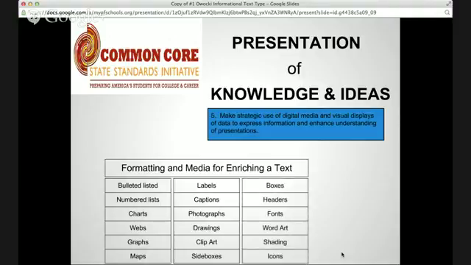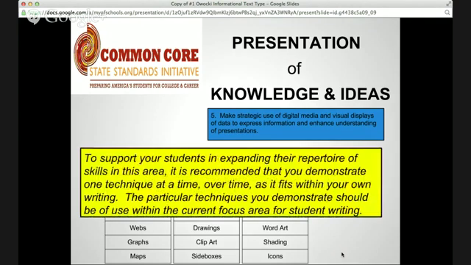You can look at this and say, whoa, this is pretty overwhelming that they've got to know this for standard number 5. And especially like grade 4 and 5, you're heavily into the use of this. You'll notice this as we look at grade level criteria. But Owaki warns us that to support your students in expanding their repertoire skills in this area, you just demonstrate one technique at a time as it fits into your model writing. And then the kids will use that same technique in their writing that goes with your mini lesson.